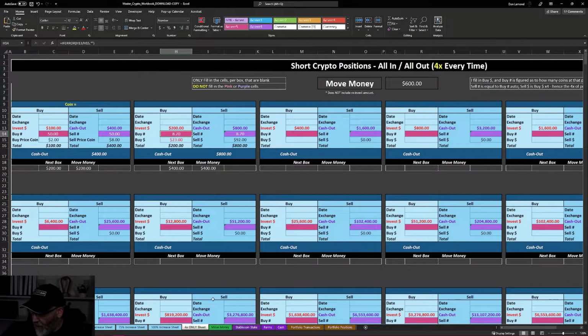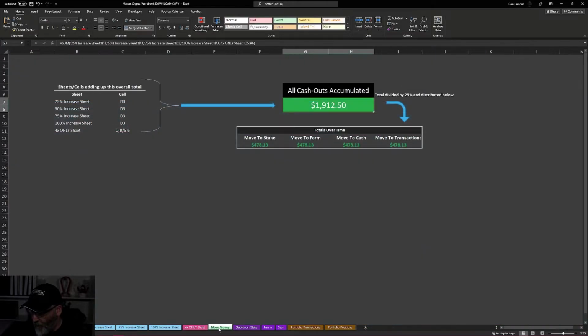Now, let's move to this one, move money. Again, you see what's coming in. It's going here, and you see how it's getting distributed equally by 25% to the move to stake, which is right here, move to farm, which is right here, move to cash, which is right here, move to transactions, which is right here, and then the last one we'll get to is your actual overall portfolio of holdings. So these 4 move to the next 4.